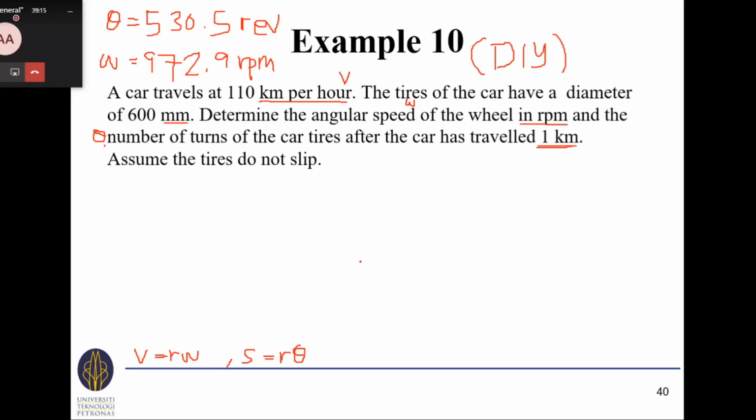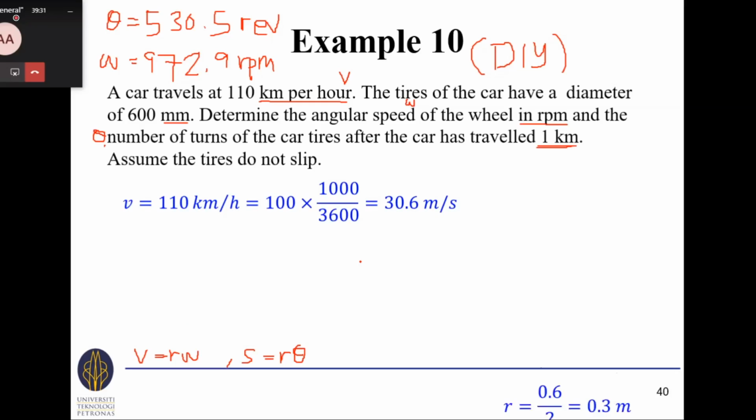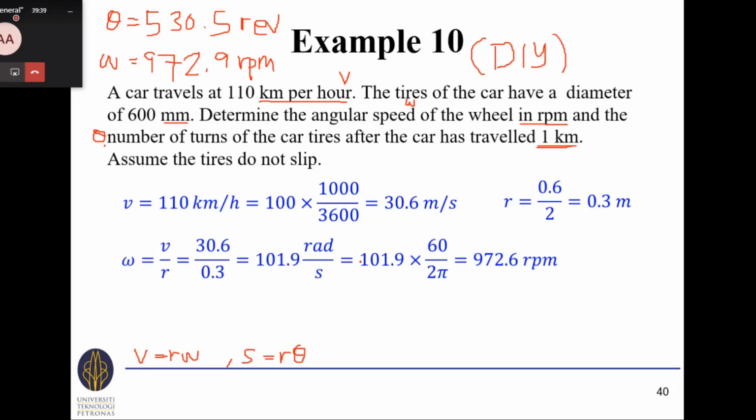Okay, so again, your V is in kilometer per hour. Change that to meter per second. That's your first step, and you should get 30.6 meter per second. You are asked to calculate omega. Omega requires you to have the radius, so find the radius. Omega equals V over R. Proceed with the calculation. You should get that in radian per second, but because the question asks you to give the answer in RPM, convert to RPM. So you should get 972.6.